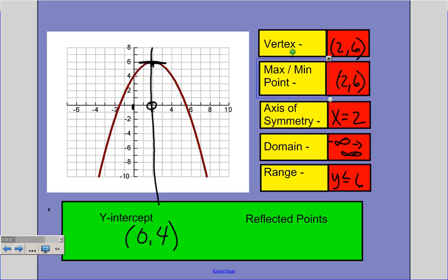And then reflected points, you can see some here. We've got it here and here. We've got these two. Looks like probably these two. And obviously they're all reflected points, but you can see the ordered pairs here.